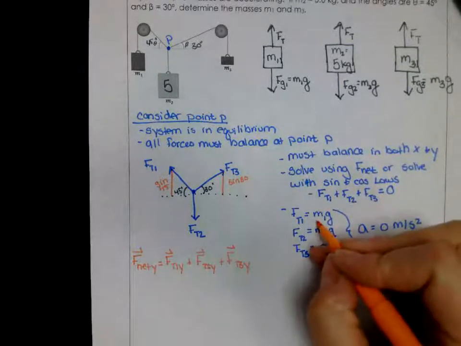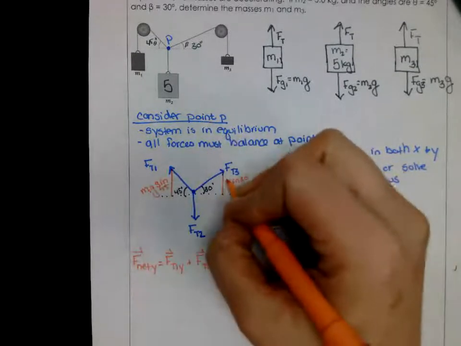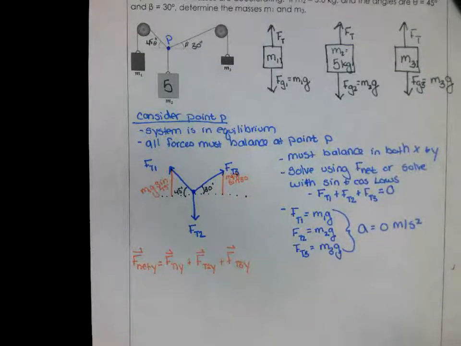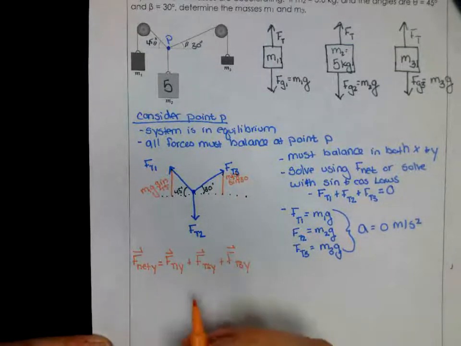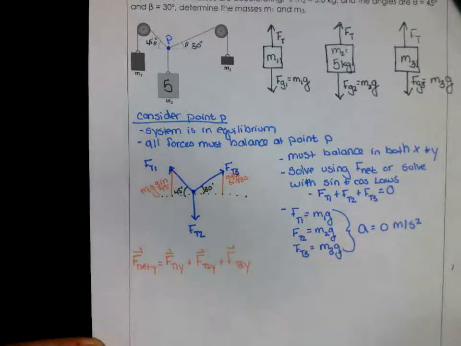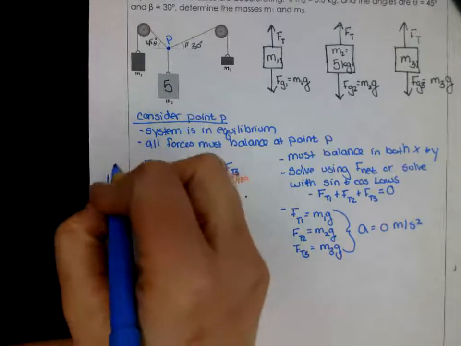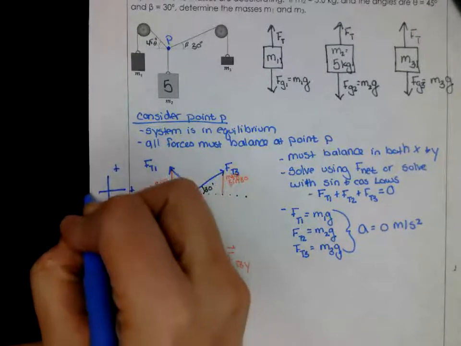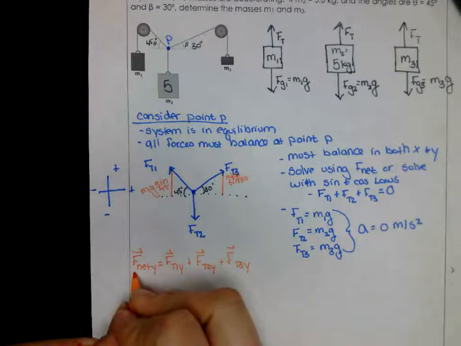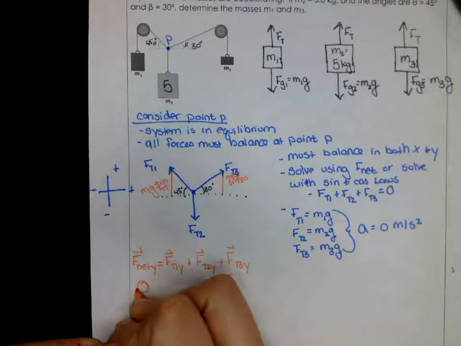But we can't forget over here, we said it was equal to mass 1 gravity. So we need to include those statements. I also need to decide on my positives and negatives. I'm going to say positive, positive, negative, negative. So my net force in the y direction is 0 because there's no acceleration.